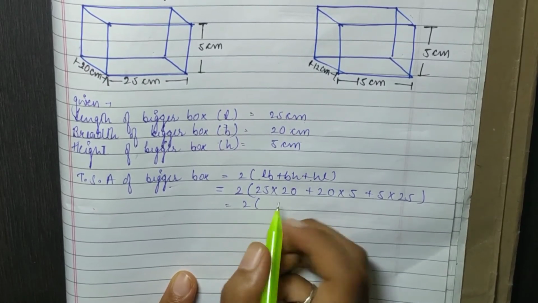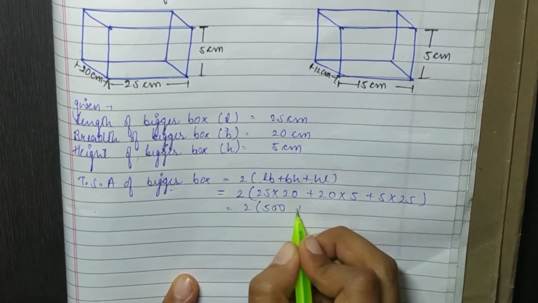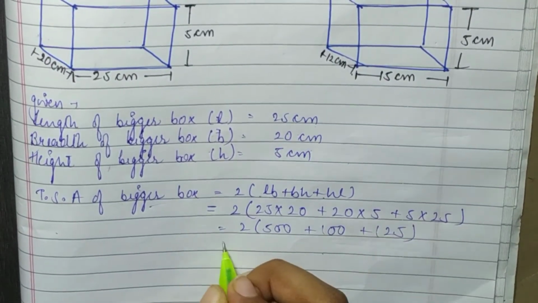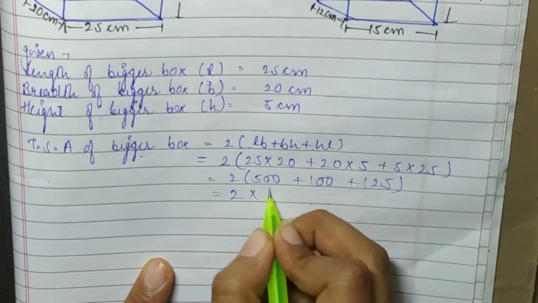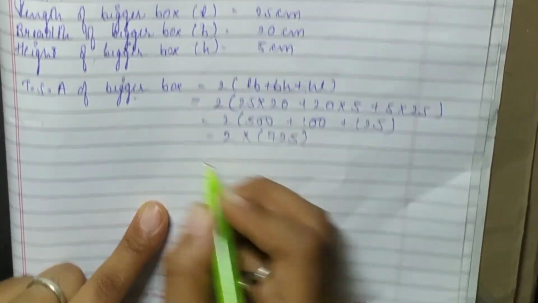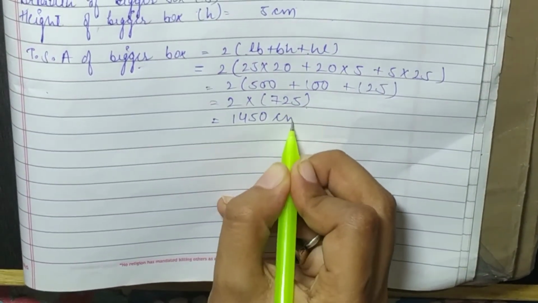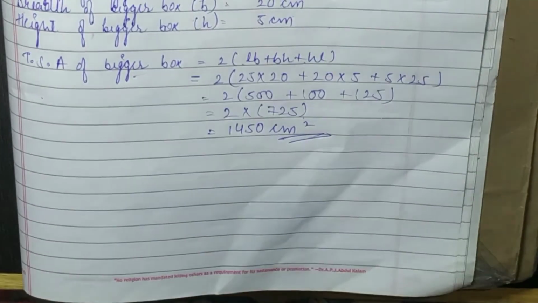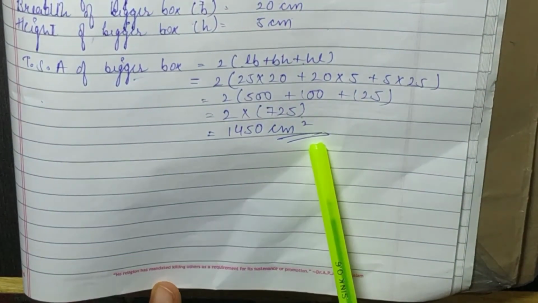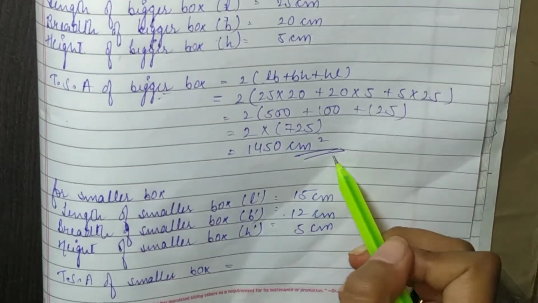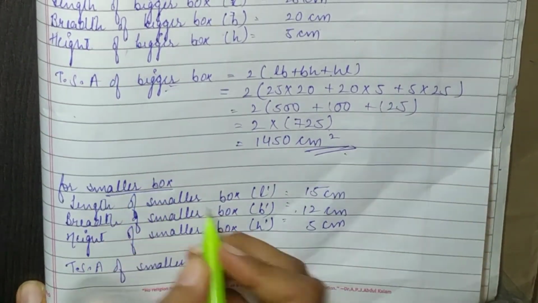Now we'll solve it using simple mathematics. On multiplying we'll get 500 plus 100 plus 125. On adding these we'll get 2 multiply 725, which will give us 1450 centimeter square. We have calculated the total surface area of the bigger box. Now we'll do the same for the smaller box, or either you can calculate 5% here and add.